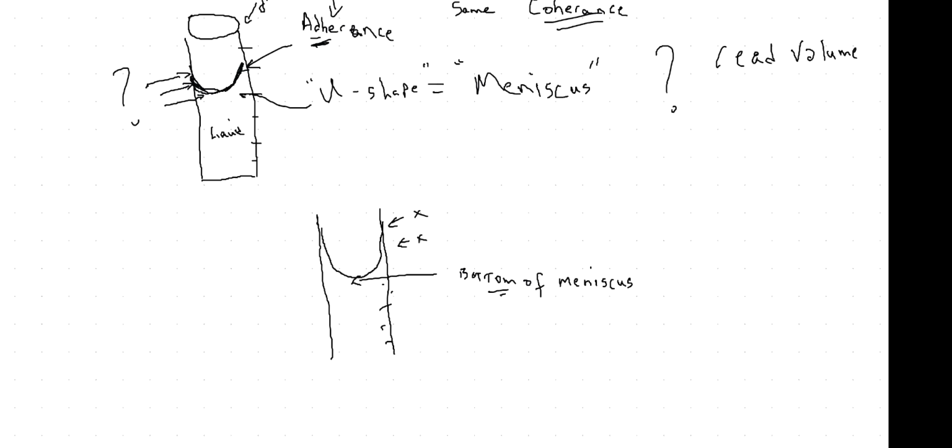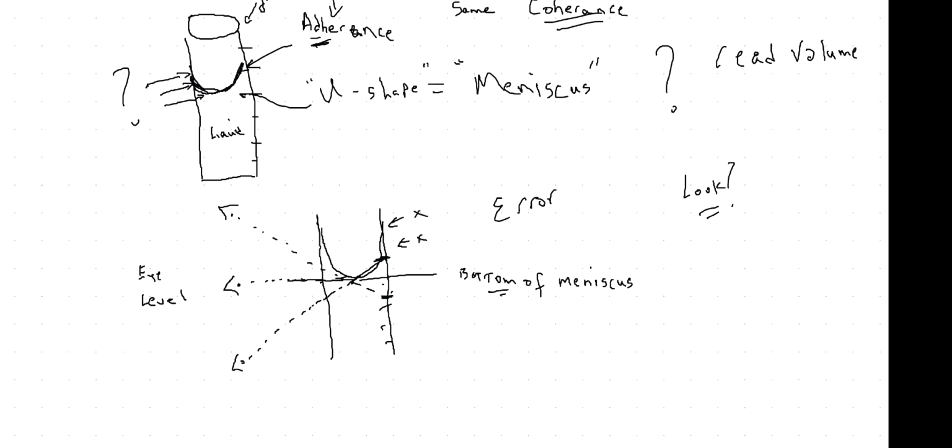Now, how do we look at it? Well, if we stand here, and this is our eye, and if we looked up at this and tried to measure it, we would read something up here. And if we looked at it too high, we would measure this thing to be somewhere down here. So the way you need to read this is at eye level. You've got to get down and read at the bottom of the meniscus exactly equal, so you don't have an error of perspective.